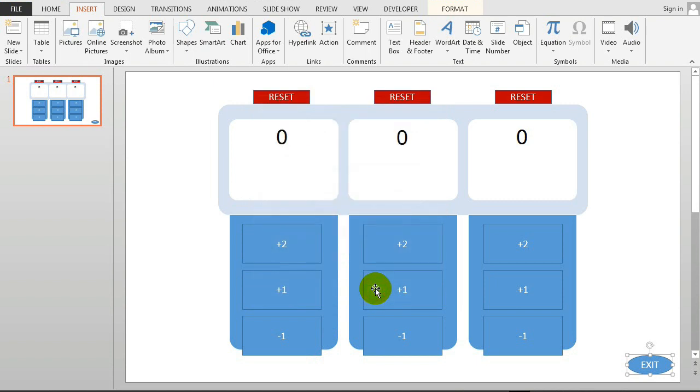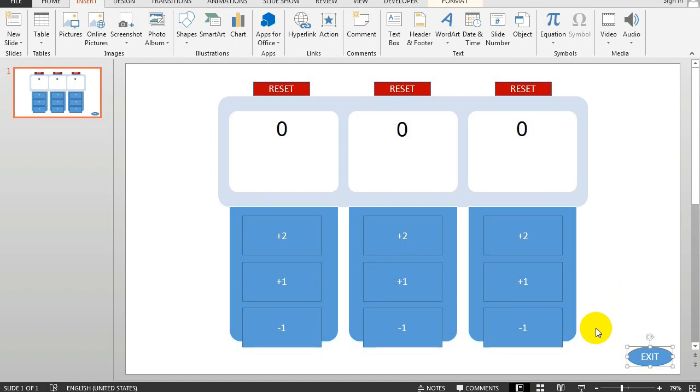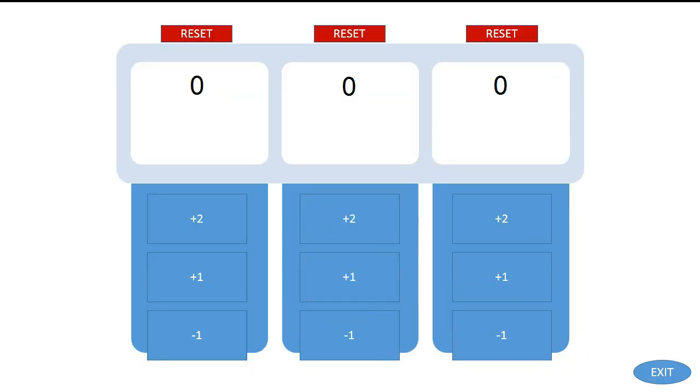So that's it. It's as simple as that. That's how you make a counter. Now let us test it. Click on Slide Show. Okay, it looks good. Now for example, I want to give plus 2 to the first team. So I plus 2. 2 points. Now plus 1 to team 2 and minus 1 to team 3. Now I want to give minus 1 to team 1, plus 2 here and plus 2 in team 3.